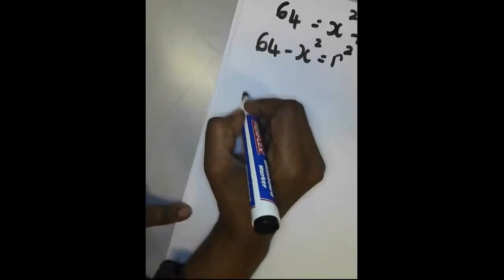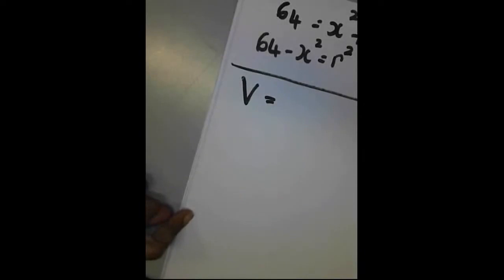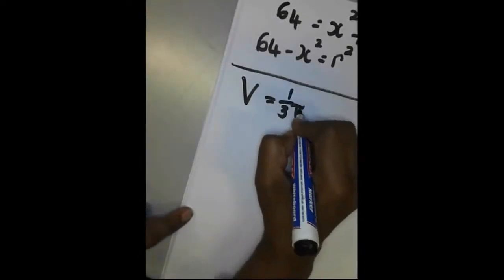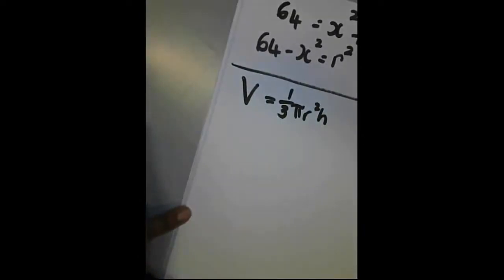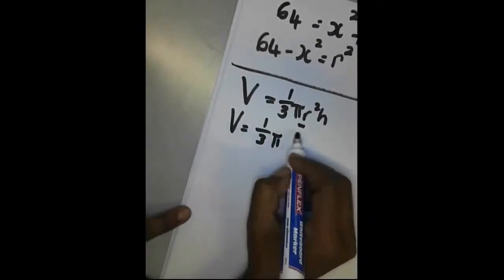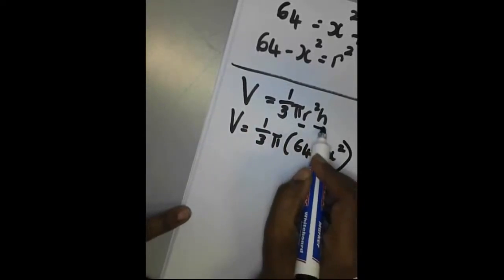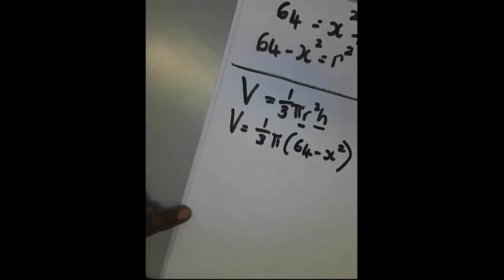Let's have a look at the volume of my cone. The volume of my cone is given by the formula 1/3 pi r squared h. If I look at r, I can substitute it: r squared in this case is 64 minus x squared. And the height of this cone, what is the height of this cone? Well, if I go back to my sketch, somebody's asked us to go back again.